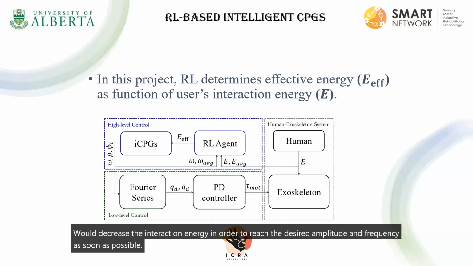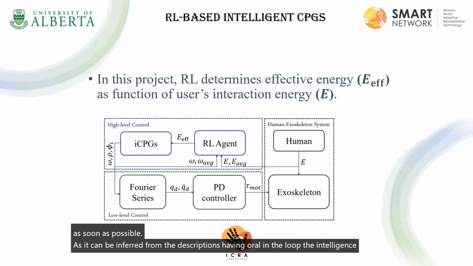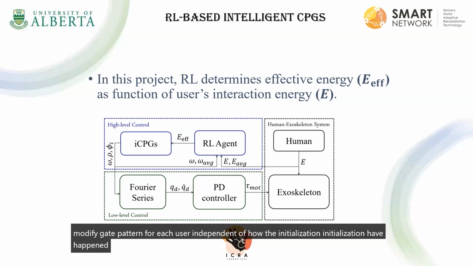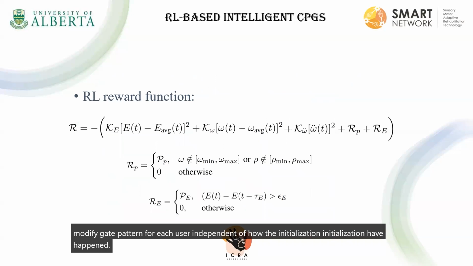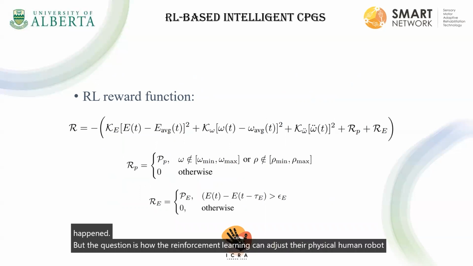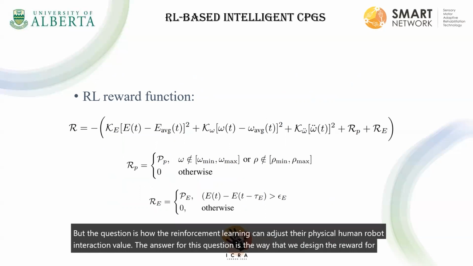As can be inferred from the description, with RL in the loop, the intelligent CPGs can modify the gait pattern for each user independent of how the initialization happened. But the question is how the reinforcement learning can adjust the physical human-robot interaction value. The answer to this question is the way that we design the reward function for this problem.